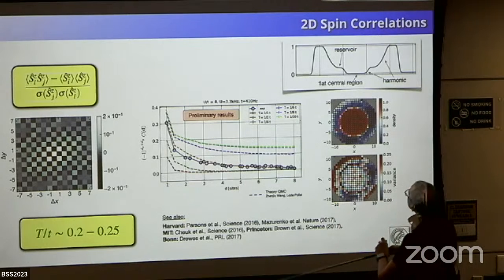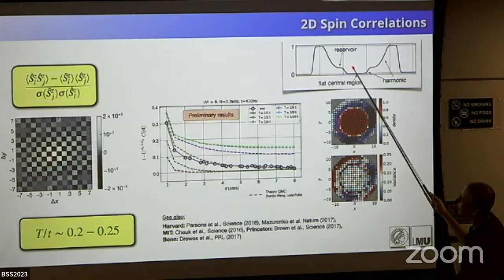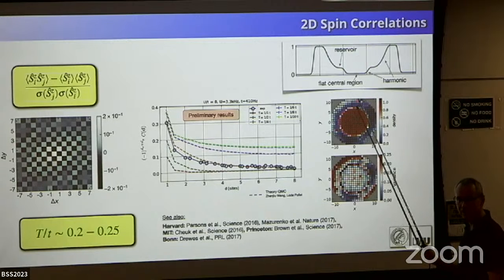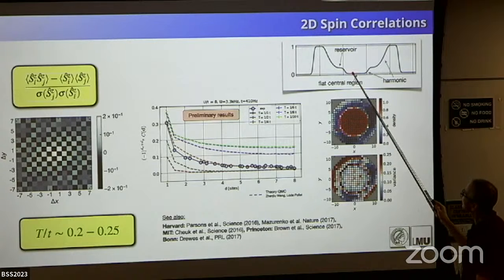Well, in this picture, you can see it's connected to a reservoir. So there are number fluctuations also in the system. So it's more like a grand canonical system. But it's not connected to anything else.